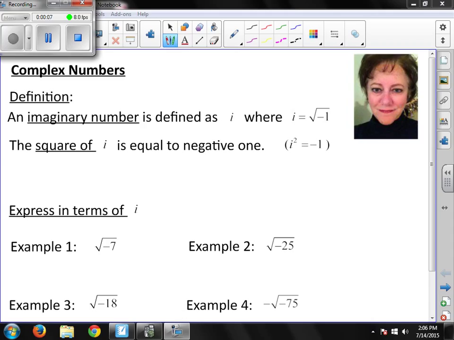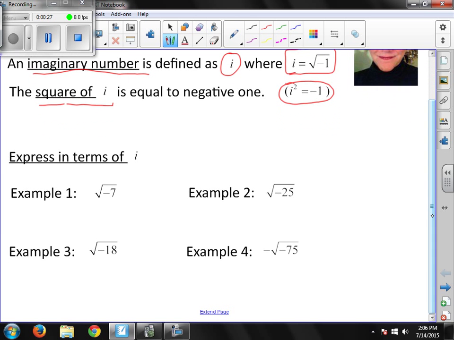First, we're going to find out what an imaginary number is. An imaginary number is defined as i, where i is the square root of -1. So it follows that the square of i, or i squared, is equal to -1. Let's do some problems. Express in terms of i.